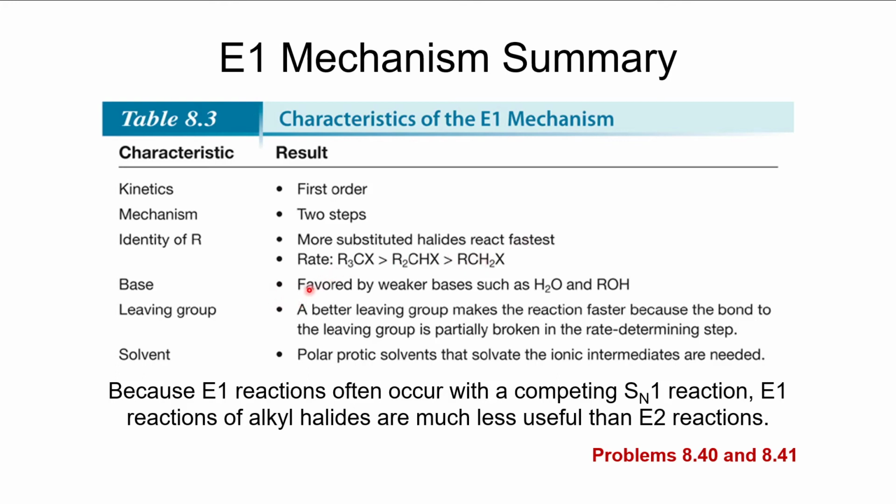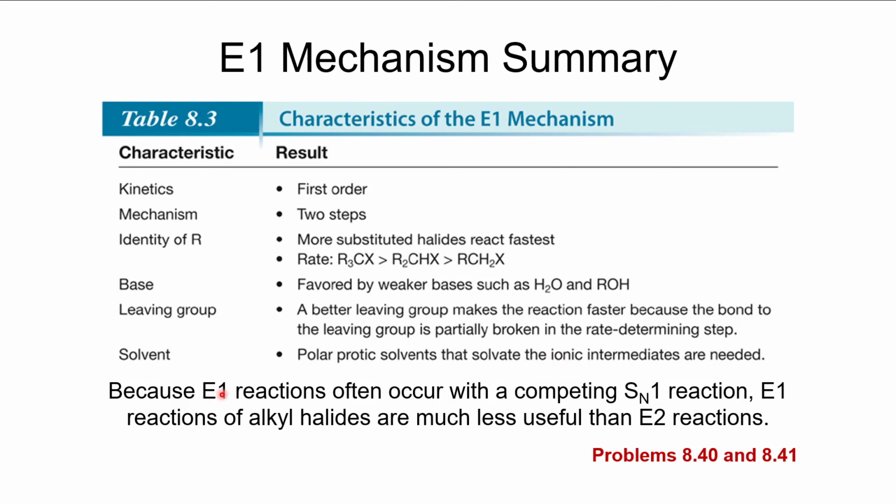We'll find that the reaction will be favored by weaker bases such as water and alcohol. So if you have a strong base, that's much more likely to favor an E2 mechanism. An improved leaving group will increase the rate of the reaction, but the increased leaving group ability will increase the rate of all of our reactions, E1, E2, SN1, and SN2. And then finally, the reaction is going to be favored by polar protic solvents rather than the polar aprotic solvents.